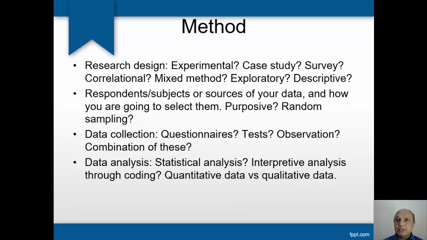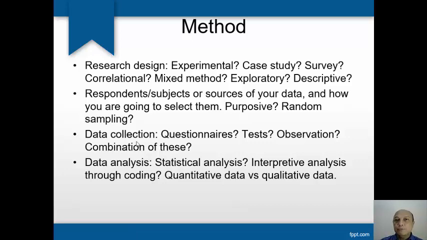Remember, random sampling is the sampling in which all members of the population have an equal chance of being selected as the sample. So again, you have to describe your respondents and the subjects or the sources of your data. And then you have to explain your data collection. So it's going to be questionnaires.